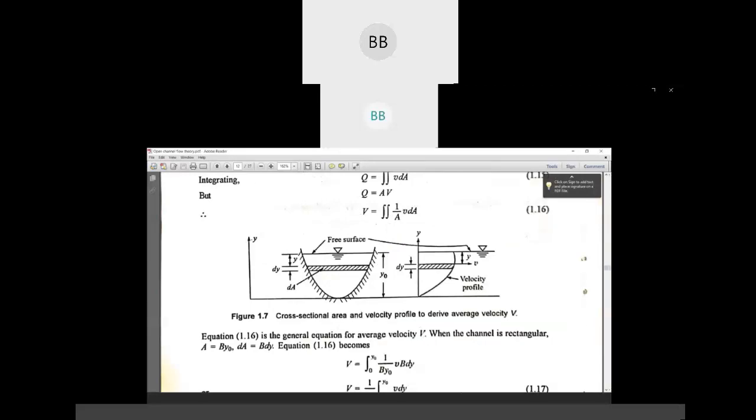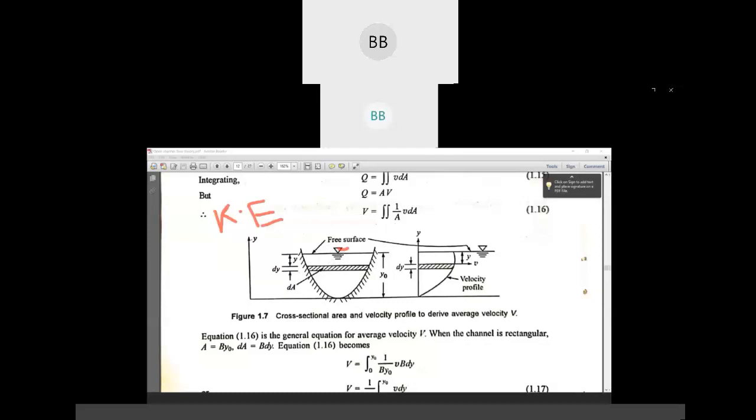You can see here in this figure, this is the whole cross sectional area. This is the surface of water, or you can say level of water. So this is the small elementary area that we have considered. So now we have calculated the kinetic energy for that particular small elementary area.